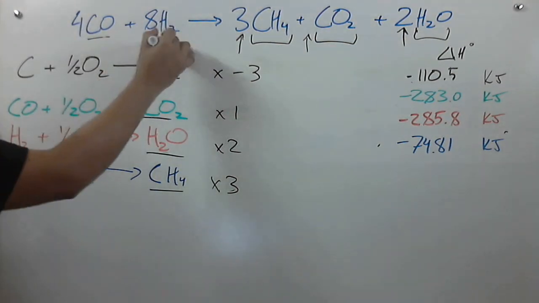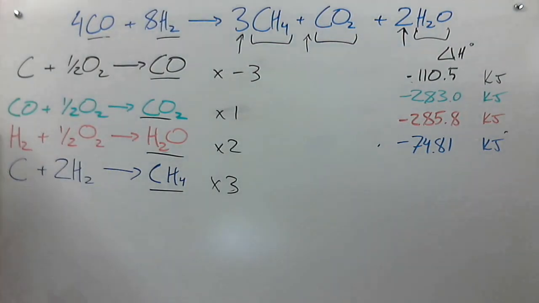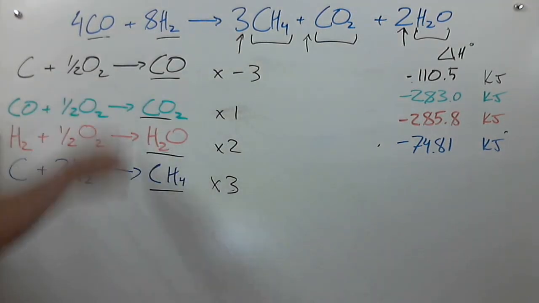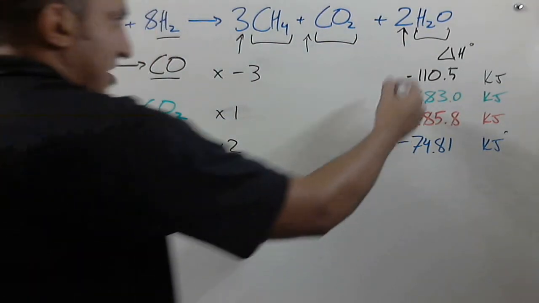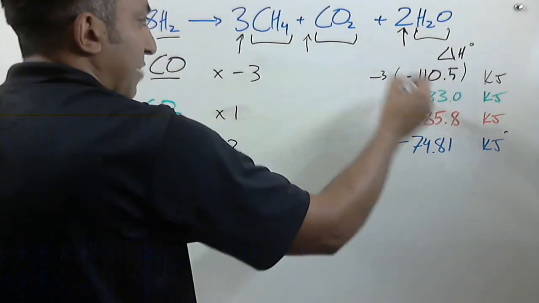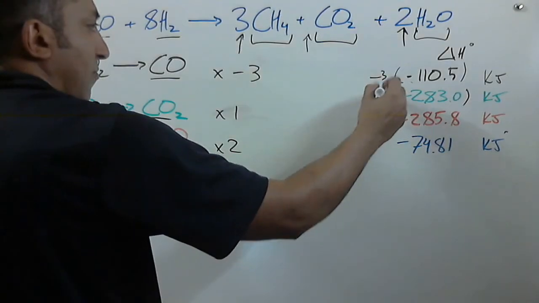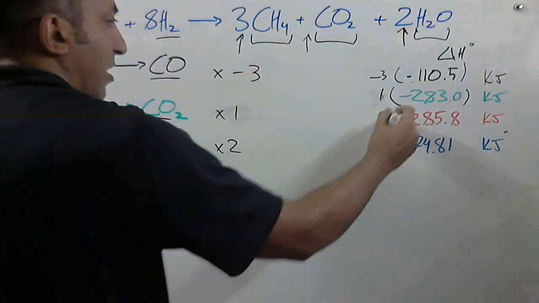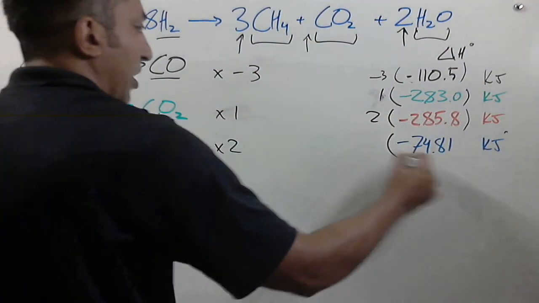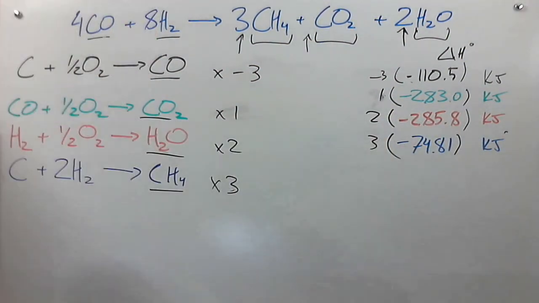Let's go to the last reactant, H2. Where are my H2s? I've got H2 here, and I've got H2 here. I'm going to have 2 H2 right here, and I'm going to have 6 H2 right here. So these will add up to 8. So right now I'm looking good. Let me simplify all this for you. Whatever we do to these equations, we're going to have to do to the standard heats. So over here, we're going to multiply by a negative 3. Over here, we're going to multiply by 1. We're going to multiply by 2. We're going to multiply by 3. All right? Let me clean this up for you.